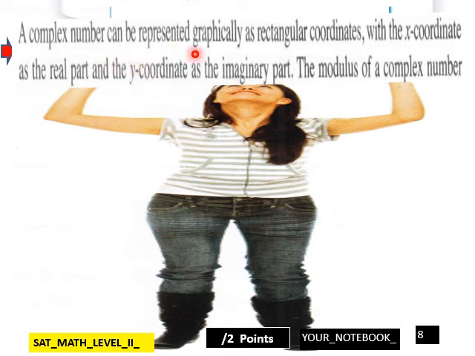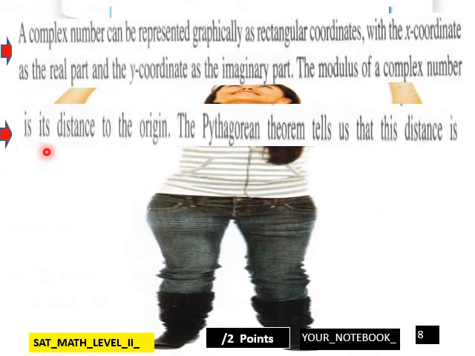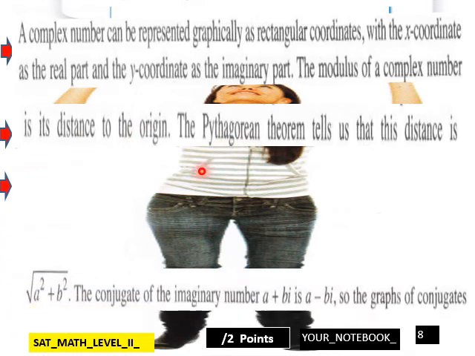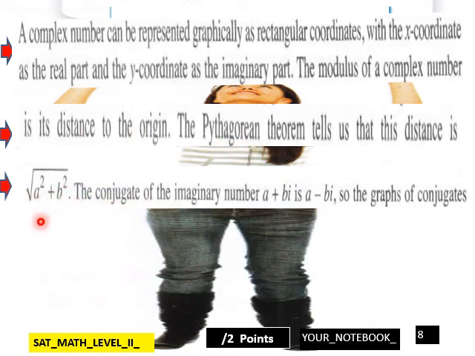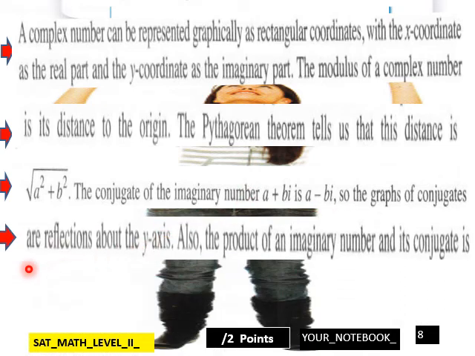A complex number can be represented graphically as rectangular coordinates, with the x-coordinate as the real part and the y-coordinate as the imaginary part. The modulus of a complex number is its distance to the origin. The Pythagorean theorem tells us that this distance is the radical of a squared plus b squared. The conjugate of the imaginary number a plus bi is a minus bi. So the graphs of conjugates are reflections about the x-axis.